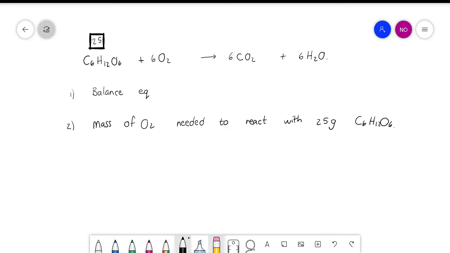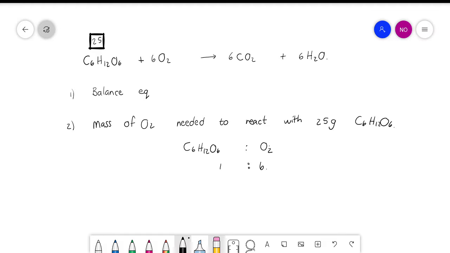Okay, so when in doubt, take it to mole. Because remember the relationship of glucose to oxygen, we have determined to be 1 to 6. But you can't say 25 grams of this one and then times it with 6. That relationship is for moles. So you need to calculate the amount of moles of glucose first, and then you can use that relationship.